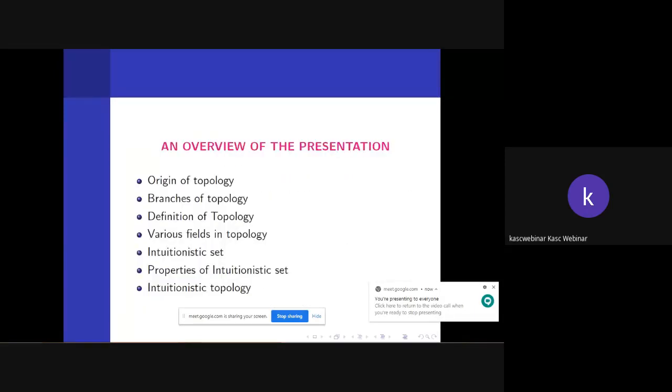Okay, now I have gone into my presentation. What I'm going to present today, I have given an overview. When did topology get its origin? What are the branches? What is the definition of topology? What are the various fields in topology? How can you take your research in those fields? What is an intuitionistic set? Initially, topology was defined using the crisp set, the well-defined set that we are using. But I am going to say how an intuitionistic set can be used in topology, what the properties of an intuitionistic set are, and how to define an intuitionistic topology.